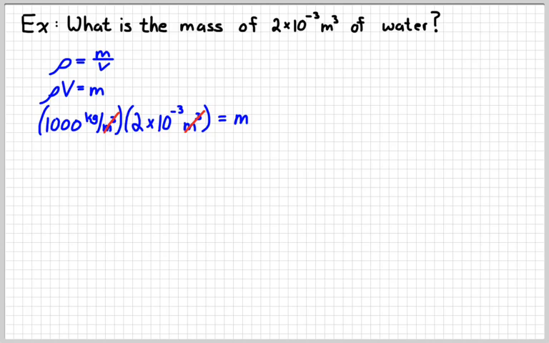Notice that the meters cubed cancel out, making my final unit kilograms. And when you multiply those two numbers together, you would get 2. And so that volume of water would have a mass of 2 kilograms. Again, that's a reasonable amount of water like you would put in a pitcher.